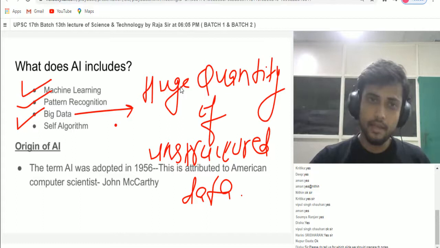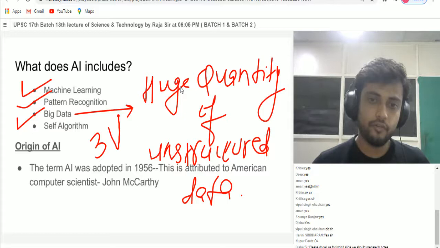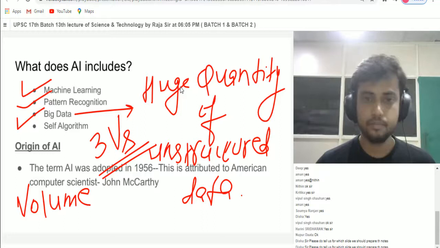Big data is unstructured data and it is generated in huge quantities. And big data is characterized by three V's. One V is for the sheer volume of the data generated.